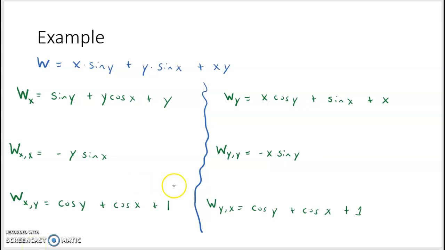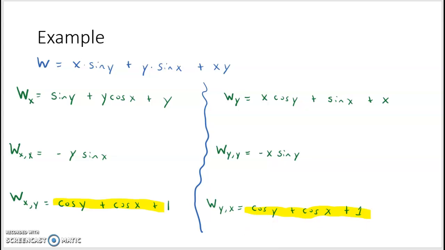So here's another example. W equals x sine y plus y sine x plus xy. Not the hardest thing in the world, but you could come down here again and see that the second mixed partials are the same. They don't have to be in the same order. But you could walk through all these steps and make sure that you see where all the partial derivatives are coming from.